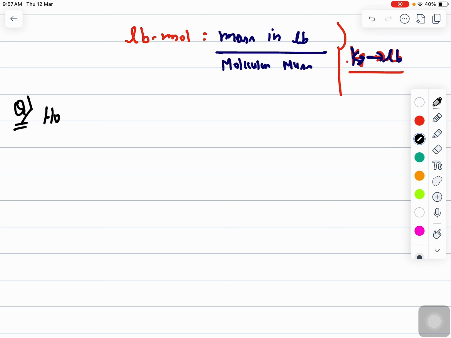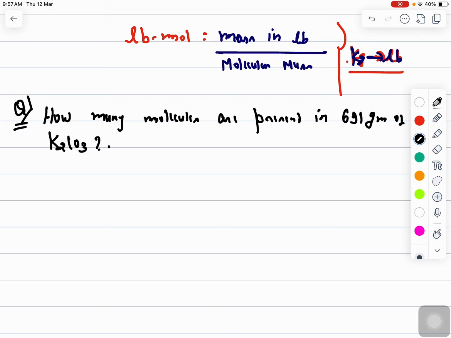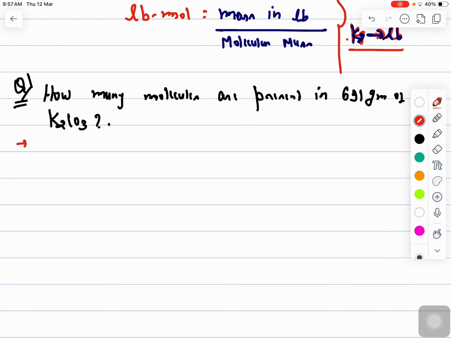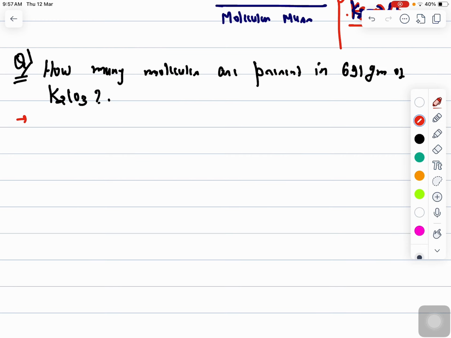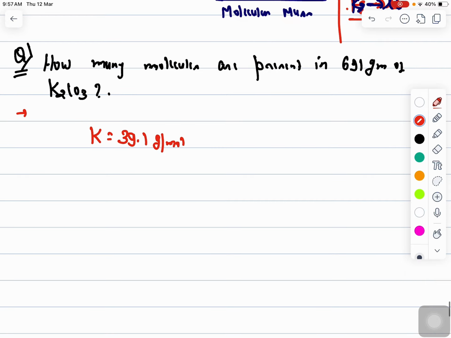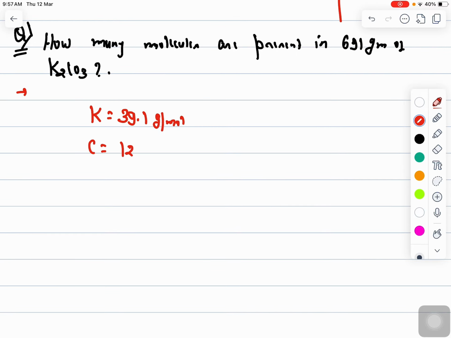So let's take one example: how many molecules are present in 690 gram of K2CO3? So this is potassium carbonate, and we are trying to find out the number of molecules present in 691 grams. When I talk about the atomic weight of potassium, this is 39.1 gram per mole, right? The unit will be gram per mole. Carbon is 12 gram per mole, and for oxygen it is 16 gram per mole. So you would be knowing these things.